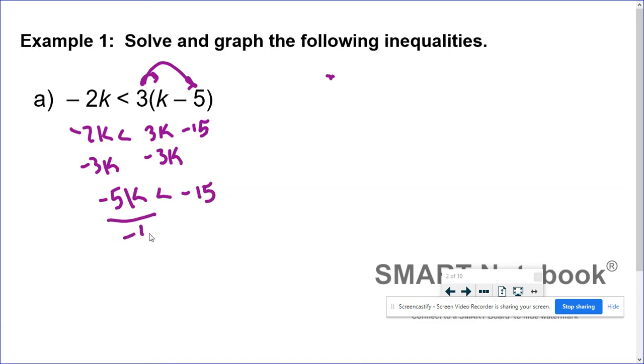Then you divide by negative 5. Since we're dividing by a negative, that inequality symbol will flip. So k is greater than 3. Let's look at the next one.